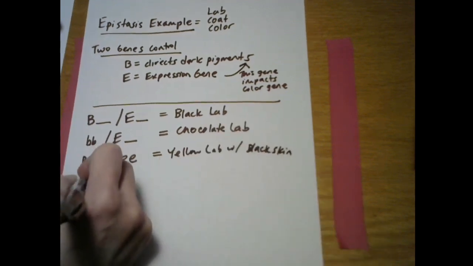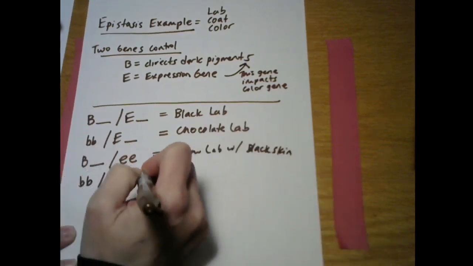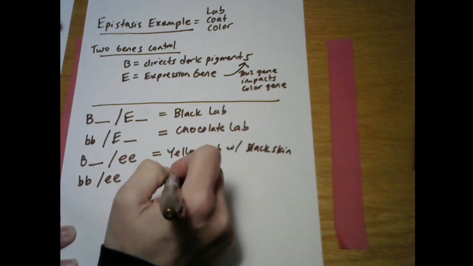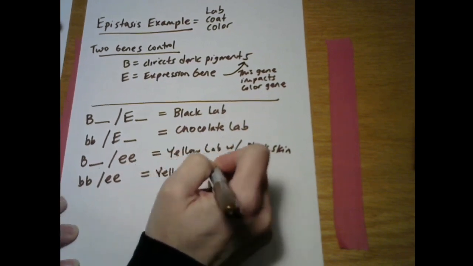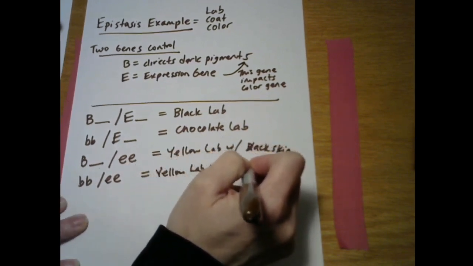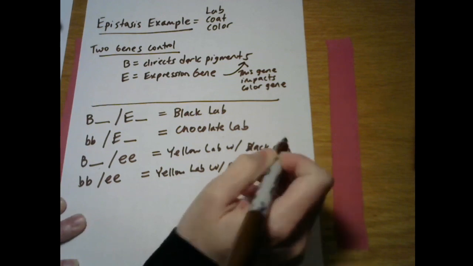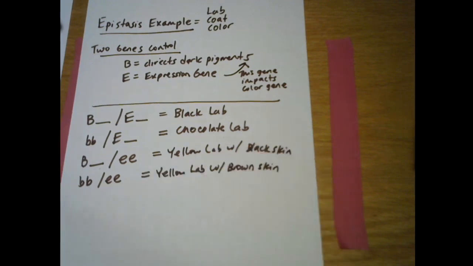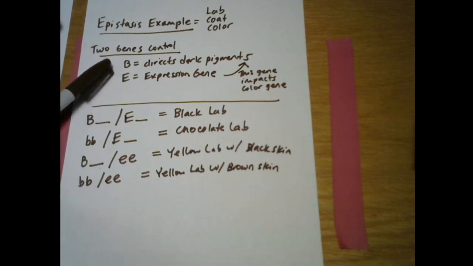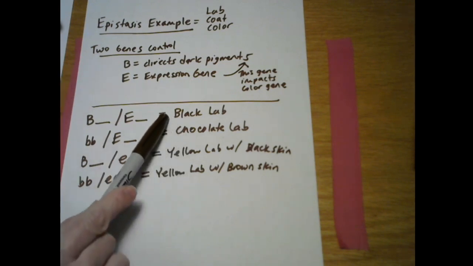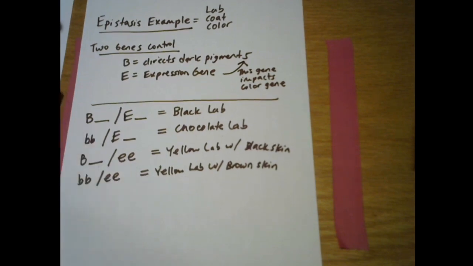Or if we have lowercase b, lowercase e, we get a yellow lab with brown or light skin underneath that coat color. So this is an example of a way that this expressor gene influences how this pigment gene works in our lab color and makes lab coat color a little bit more complicated, as you will see, than what we normally find.